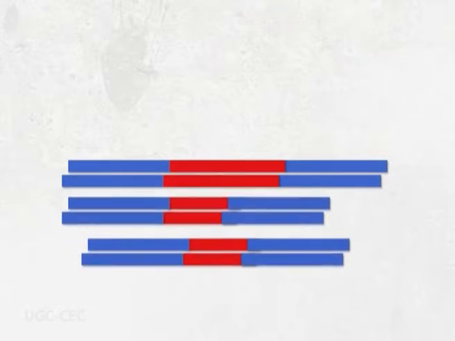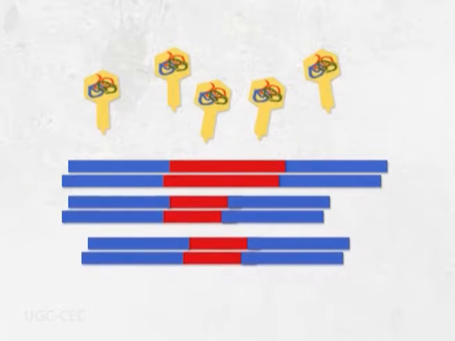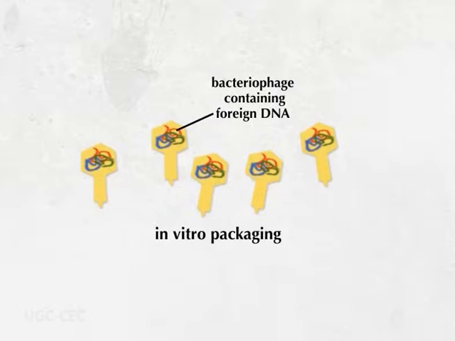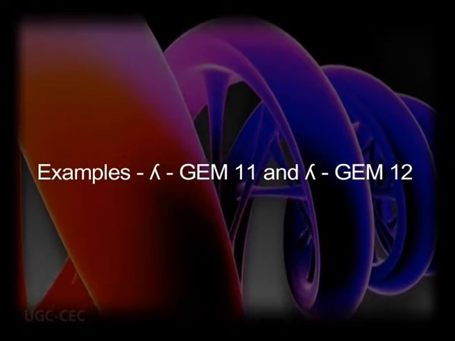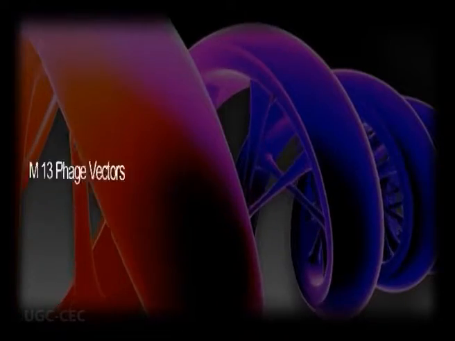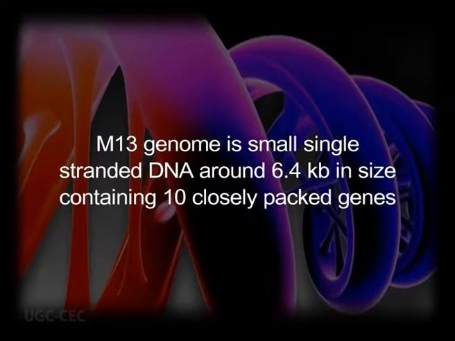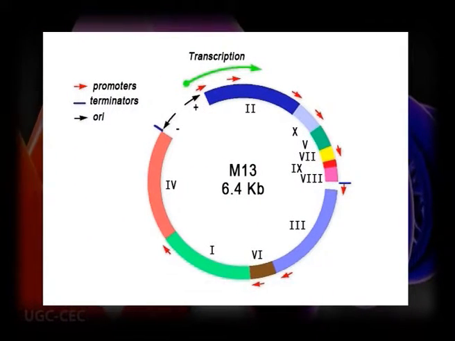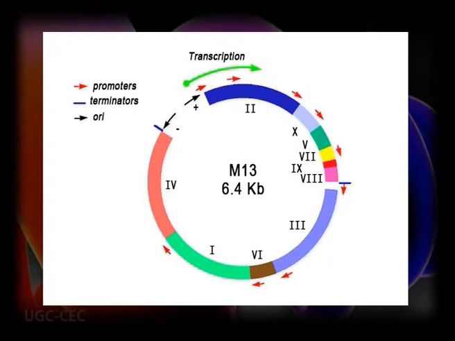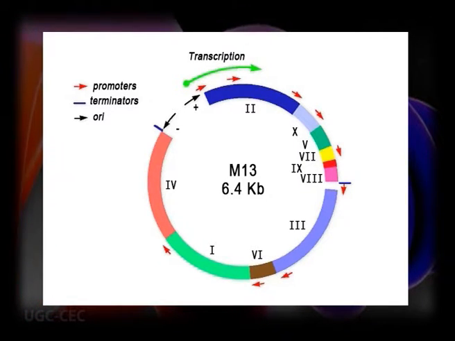A DNA fragment of 20 to 25 kilobase can be accommodated in a replacement vector. Examples are lambda GEM11 and lambda GEM12, etc. Then another phage type is M13 phage vector. M13 genome is small single-stranded DNA around 6.4 kilobase in size, containing 10 closely packed genes.